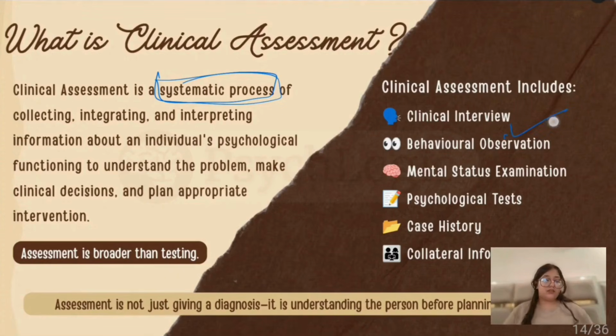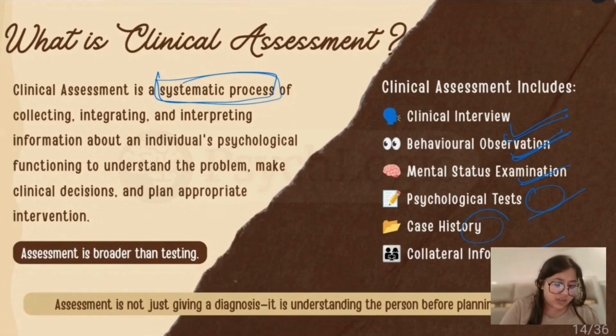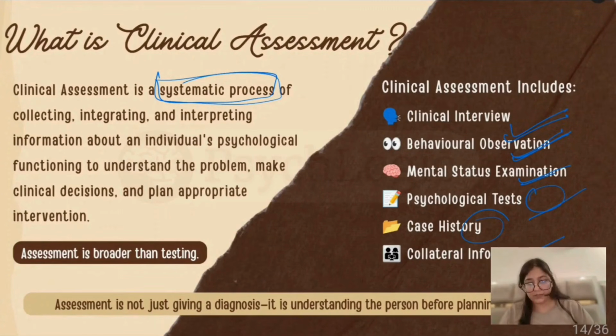Now, how do you collect that information? You have clinical interviews, which is talking to the client where they present their concerns. You observe their behavior, their posture, eye contact, facial expressions, things like that. Then we have MSE, we'll discuss this later. We have psychological tests, because they are standardized, reliable, valid. You have case history, which is all the information: developmental history, past history, medical history, family history, educational history, occupational history, things like that. And collateral information, not only from the patient, but also from friends, peers, teachers, parents, like that.